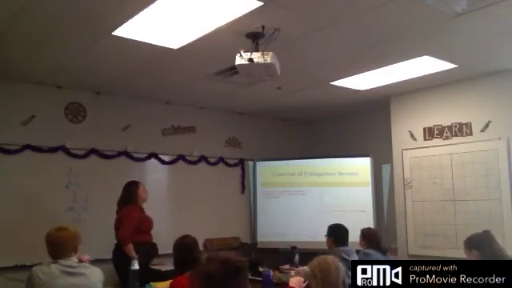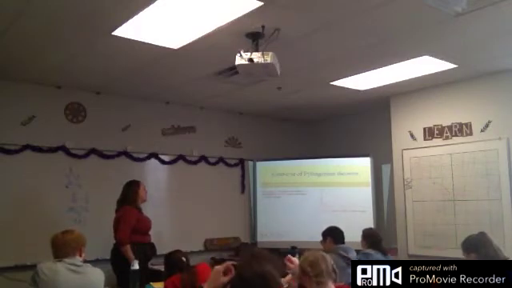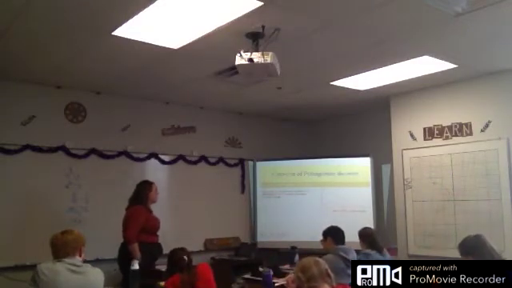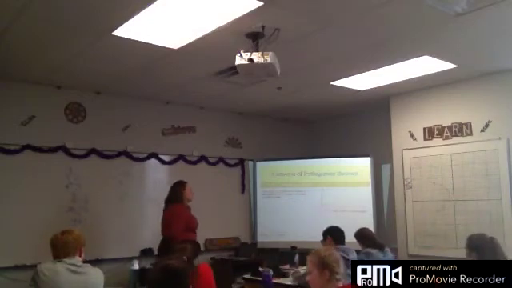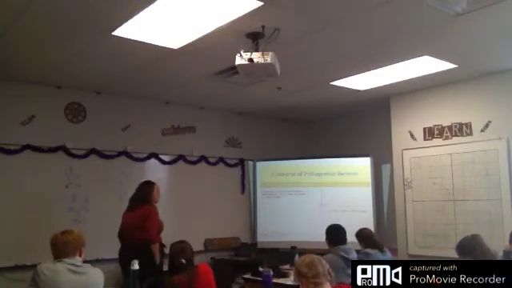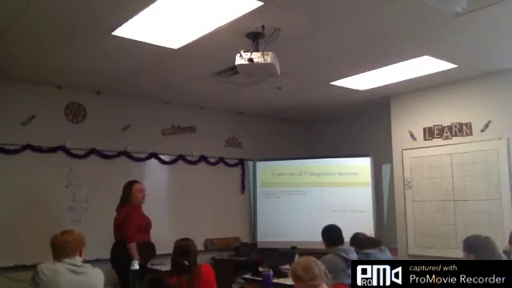Converse of the Pythagorean theorem. If the sides of a triangle have the lengths A, B, and C that satisfy A squared plus B squared equals C squared, then the triangle is a right triangle. So if A squared plus B squared equals C squared, then ABC is a right triangle.